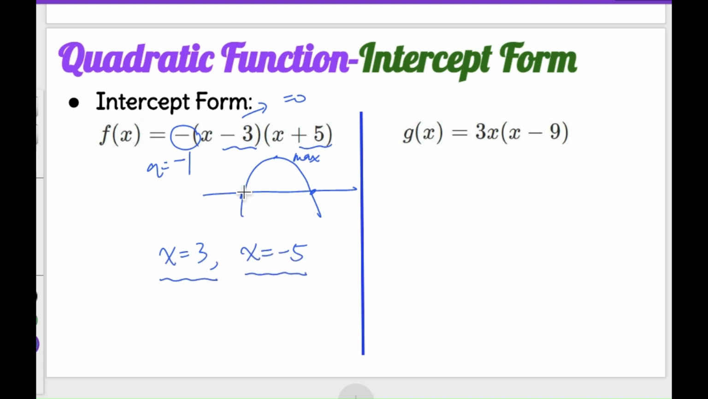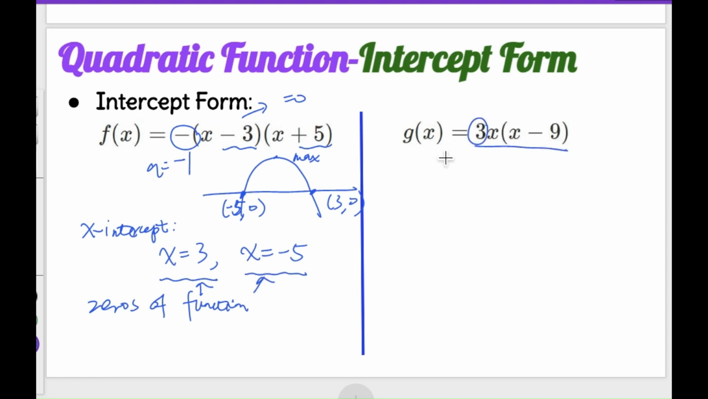The x-intercept always makes y equal 0, so that's why I read the opposite value of this. So we can know the x-intercepts are these, or we can also say the zeros of the function are these. For the next one, as you can see, a is the number in front, which is 3, greater than 0, a positive number, so we're looking at the minimum value.